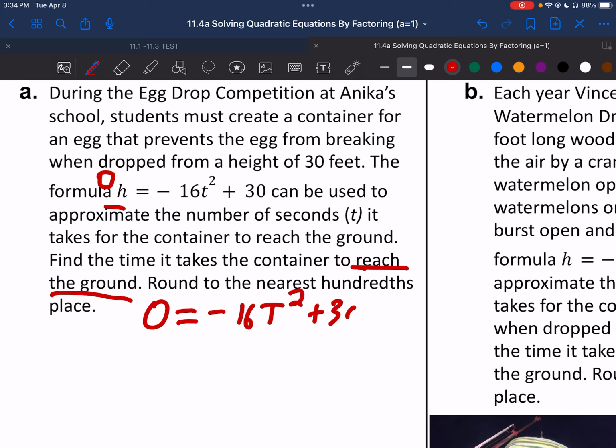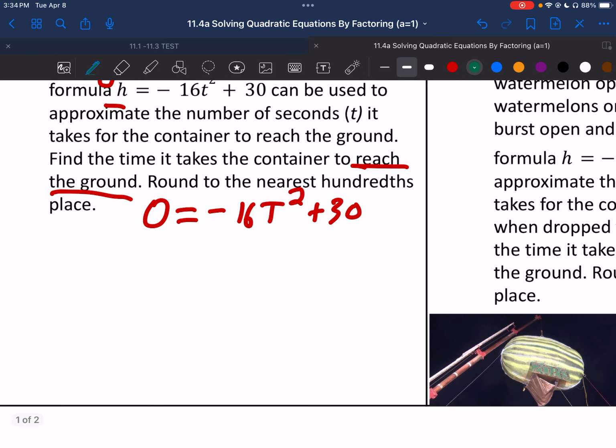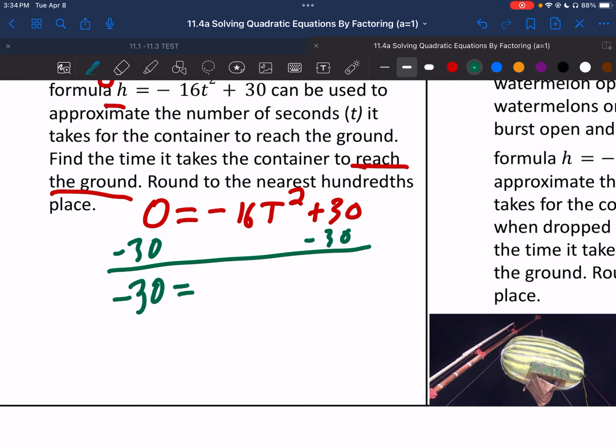So how do we go about solving this? We don't have it equal to each other again. Well, let's start by subtracting 30 from both sides. 0 minus 30 is negative 30 equals negative 16t squared. Now, our next step in isolating the variable, we need to get rid of that multiplication, so we're going to divide by negative 16.